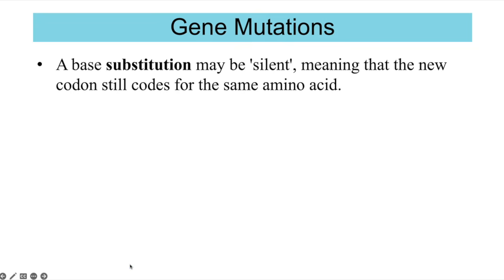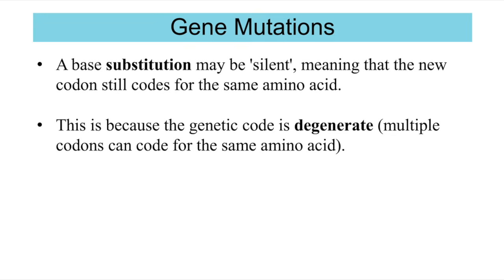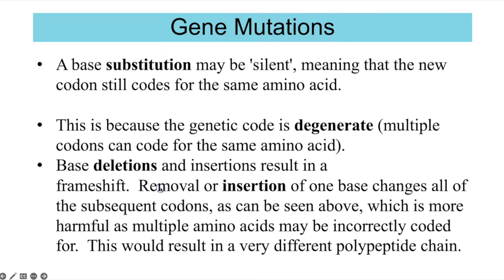So sometimes a substitution can be described as silent, meaning that the new codon still codes for the same amino acid. And that's because of that feature of the genetic code we talked about, it being degenerate, meaning that multiple triplets of bases can still code for the same amino acid. However, those deletions or insertions can result in frame shifts where after the point of mutation, all of the subsequent codons are changed and therefore will probably code for different amino acids, and you'll get a very different primary structure or sequence of amino acids.